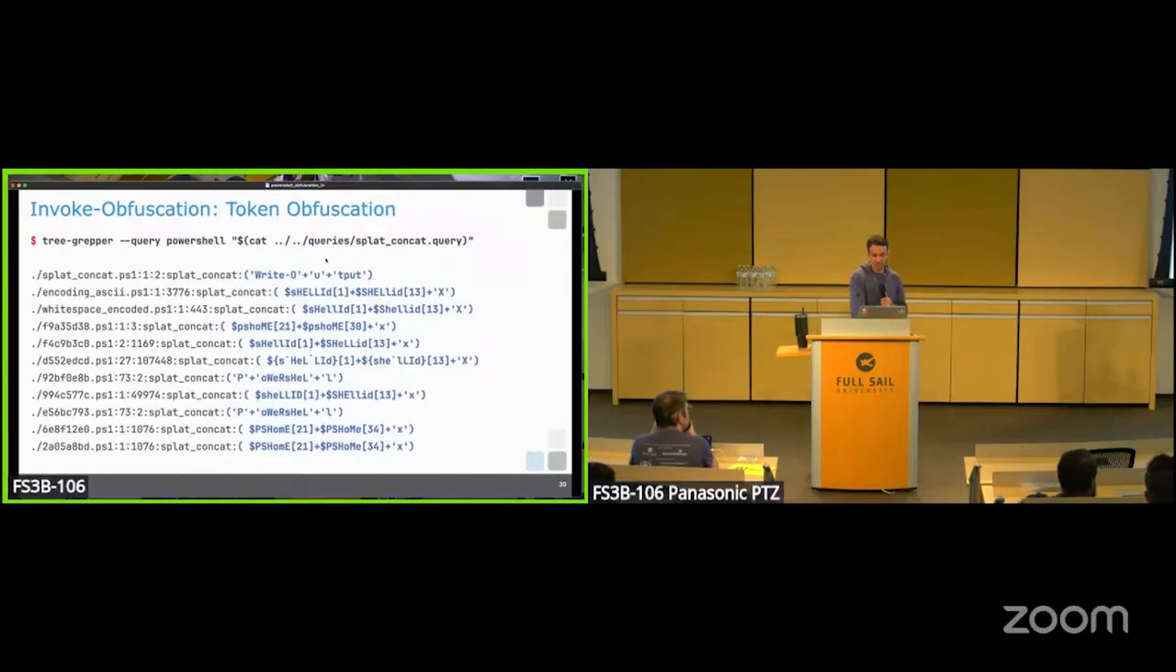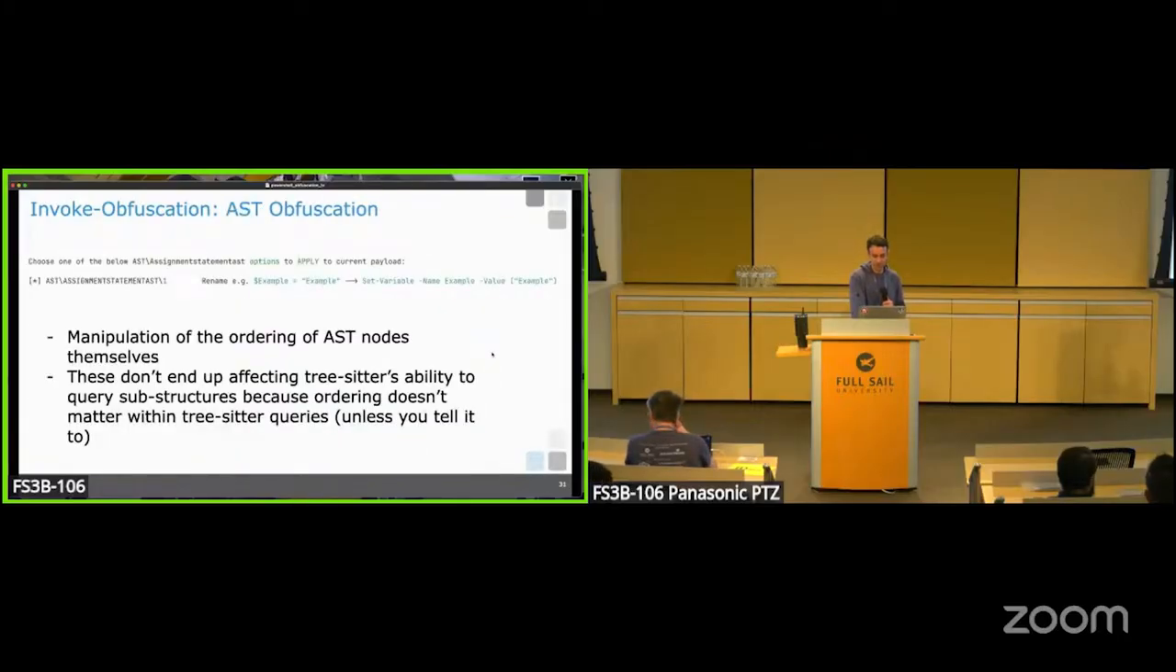Here's another example of a token obfuscation, which is the splat concat method of basically breaking things out into different string parts and then executing them. Very easy to detect as well with a TreeSitter query. And then you have AST obfuscation, where you manipulate the ordering of the AST nodes. This doesn't really affect TreeSitter's ability to query substructures because the queries are not sensitive to the ordering of the nodes necessarily.